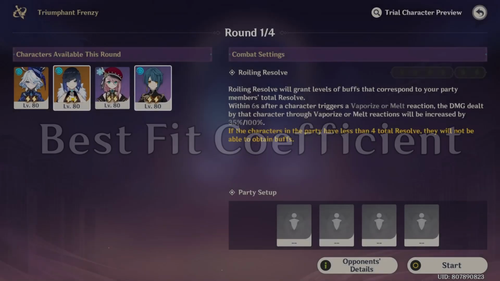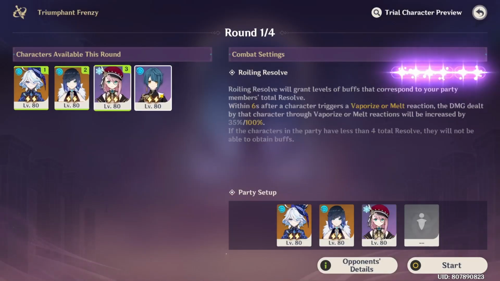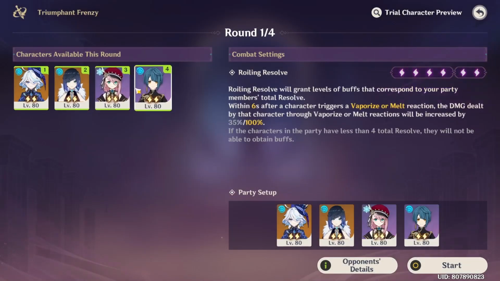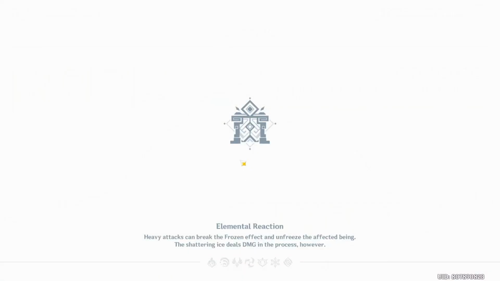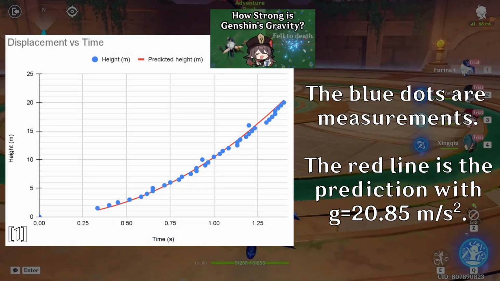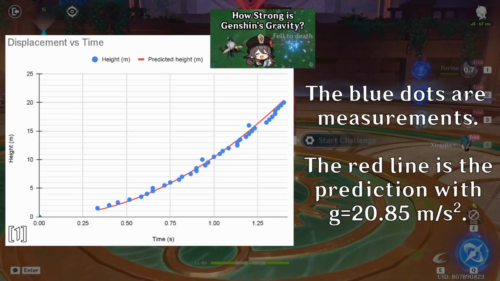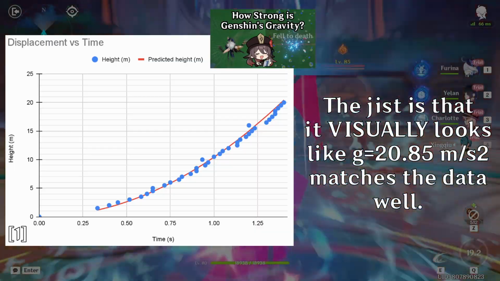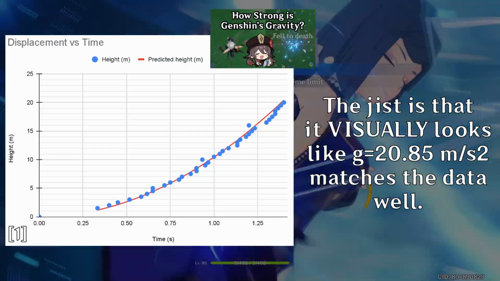In the previous video, I did an experiment where I would measure the time taken to reach the ground at heights from 0 to 20 meters by increments of 0.5 meters. I then took the times measured and plotted them on a displacement versus time graph and a time versus displacement, or height graph. I drew a quadratic curve using g equals 20.85 meters per second squared, and it seemed to match up with the points from the experiment quite nicely.